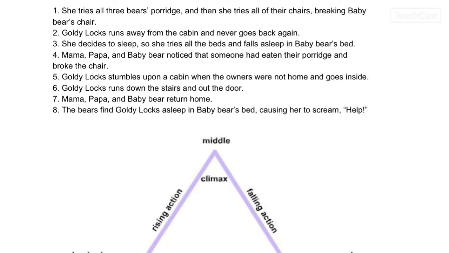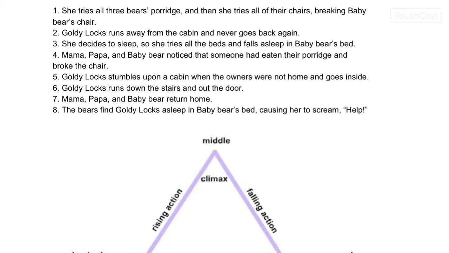So these 8 steps are not in order. We have to put them in order, okay? So I'm going to read them to you, and then we're going to go back and put them on, I'll scroll up and we can put them on Plot Mountain. Number 1, she tries all 3 bears' porridge, and then she tries all of their chairs, breaking Baby Bear's chair. Number 2, Goldilocks runs away from the cabin and never goes back again.